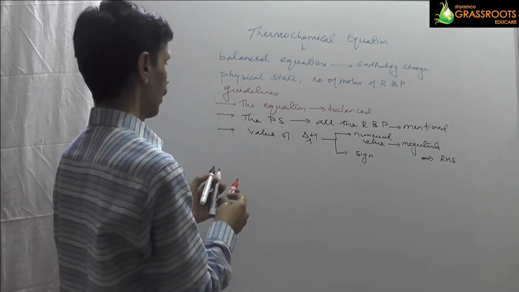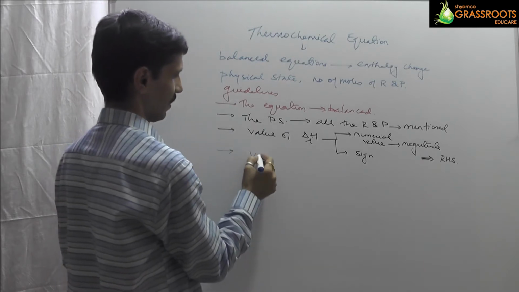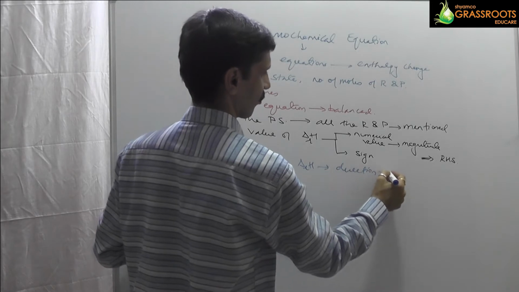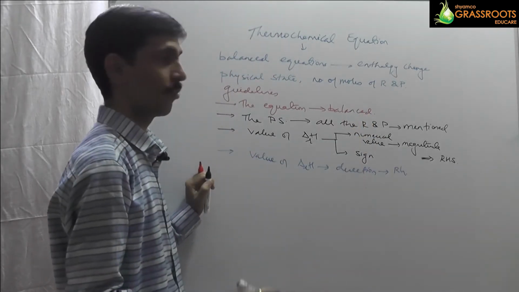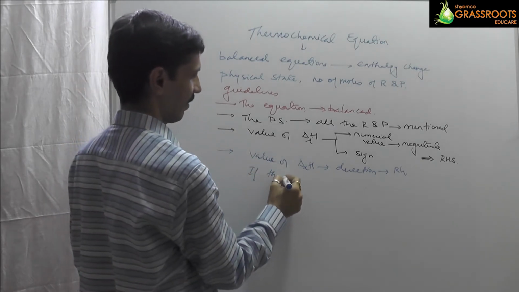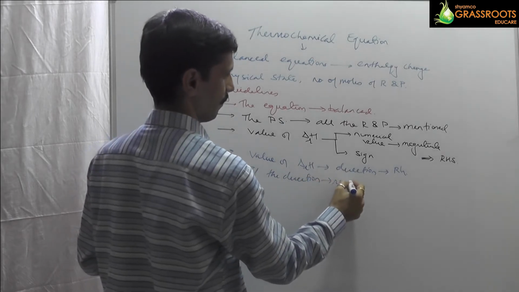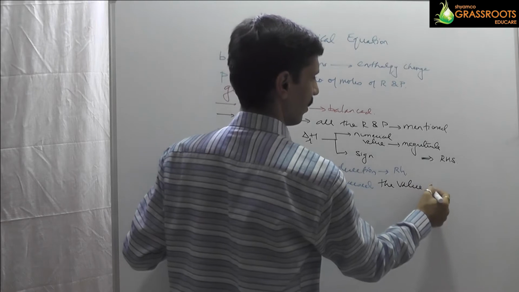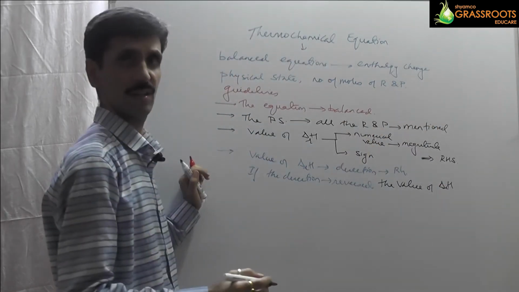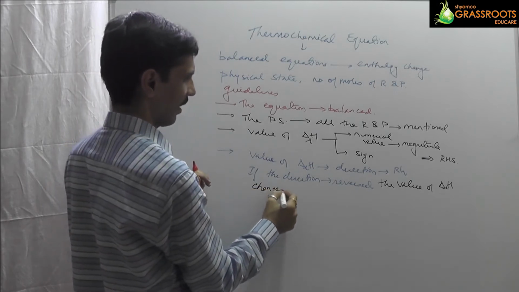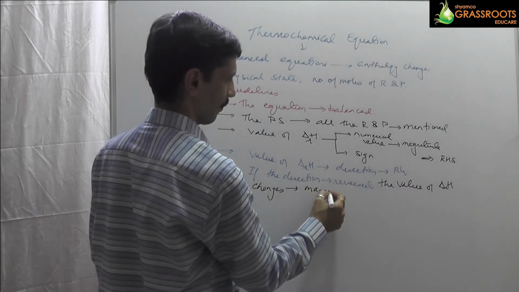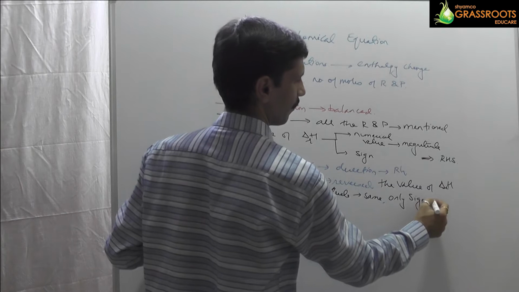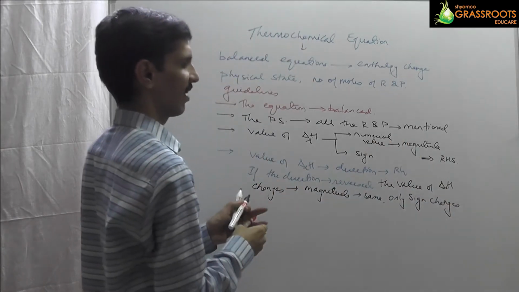Next one is that the value of delta R H, that is the enthalpy of the reaction, is associated with the direction of the reaction or the direction of the equation. What does it mean? If the direction is reversed, then the value of the enthalpy of the reaction changes. And how does it change? The magnitude remains the same, only the sign changes.